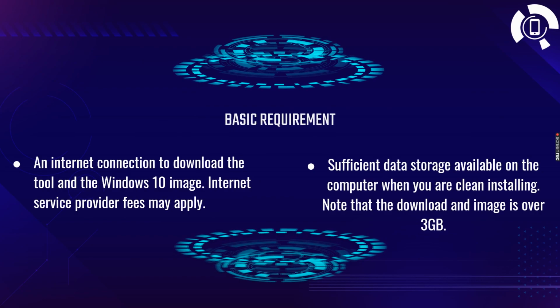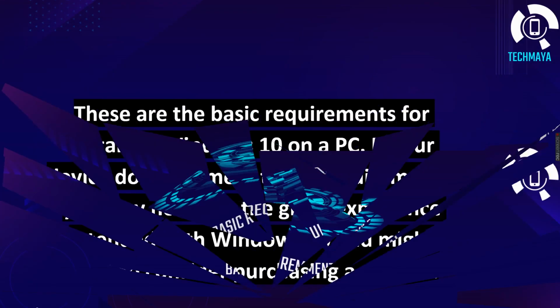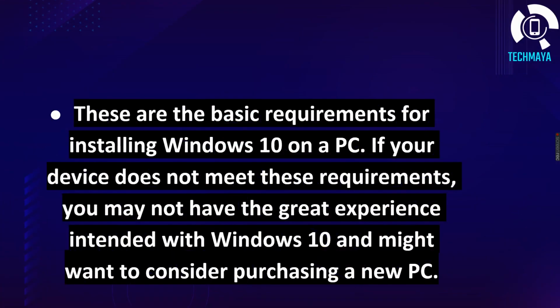Basic requirements: an internet connection to download the Windows 10 image, and sufficient data storage available on your computer when you are clean installing it. Note that the downloaded image is over 3 GB. These are the basic requirements for installing Windows 10 on a PC. If your device doesn't meet these requirements, you may not have the great experience needed with Windows 10 and might want to consider purchasing a new PC.